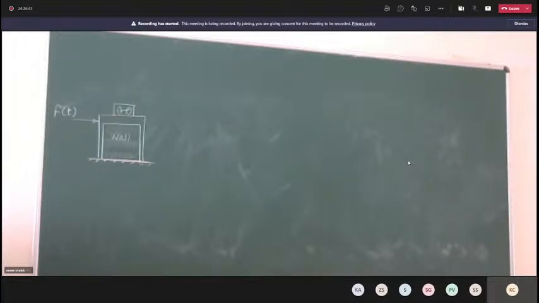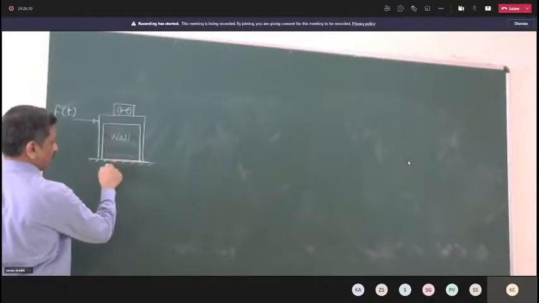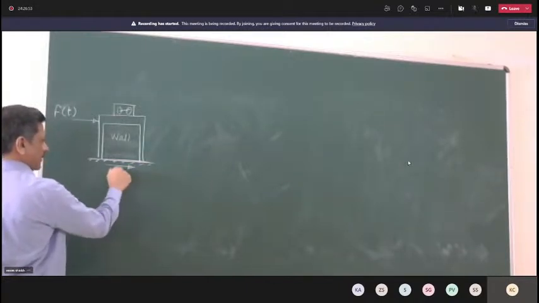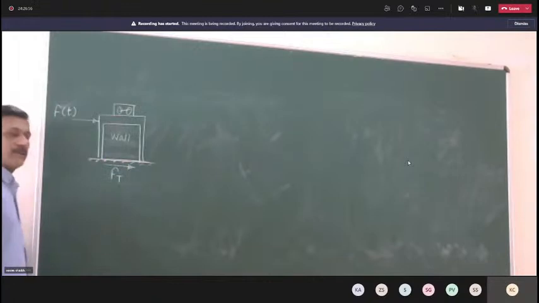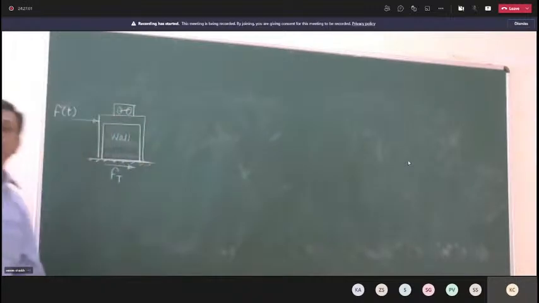Right? It's quite possible that the force that is transmitted to foundation, I will indicate it by F of T, is quite large, and this entire structure may move bodily as a rigid body. Quite possible, no? And we have to evaluate how much force is transmitted to foundation. And how will you ensure that your structure will not move?